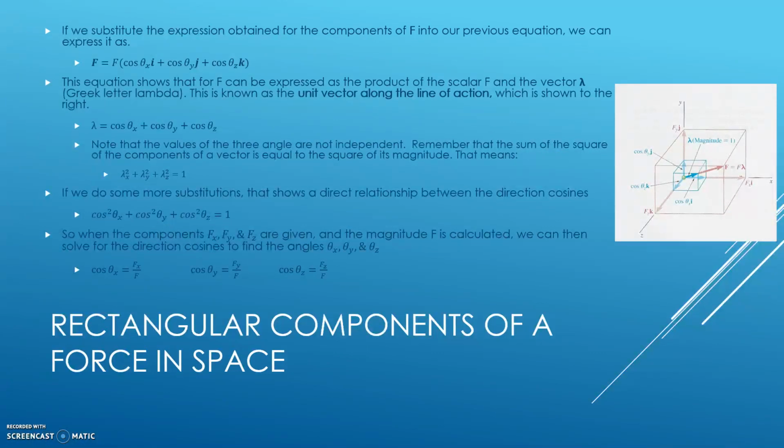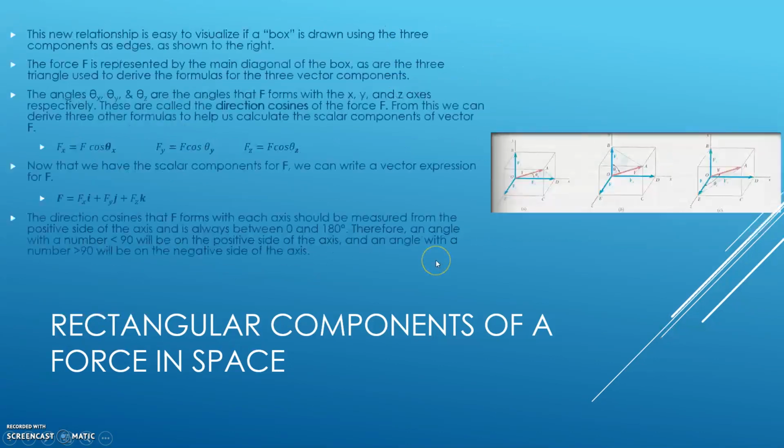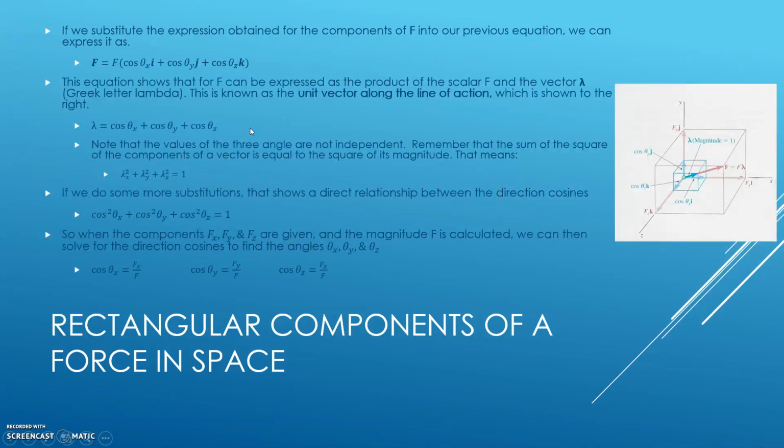Okay, so if we substitute the expression obtained for the components of F in our previous equation, so that's what these are right here, in our previous two spots, that is how we can get F. All this equation shows is that F can be expressed as the product of a scalar and what we call vector lambda. And lambda is the unit vector along the line of action.